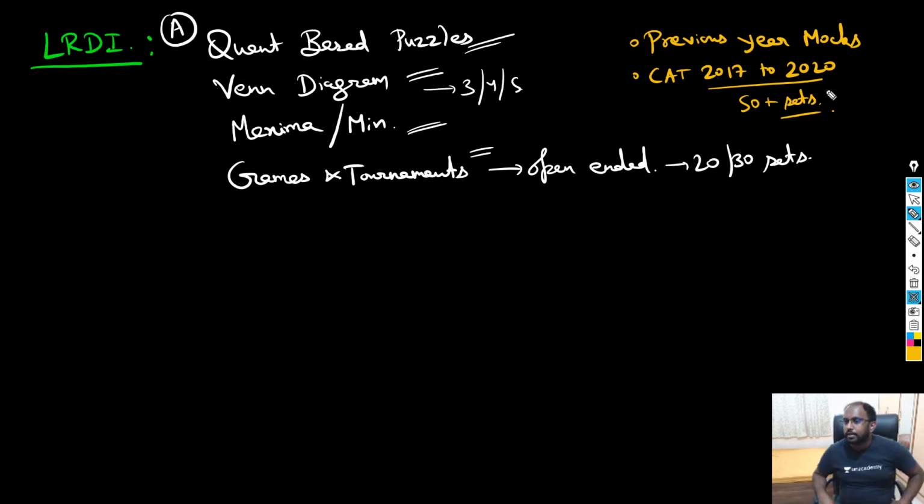Or you can see that the previous 4 years of CAT question papers are available. In fact, in CAT 17 there were 2 slots, with 16 LRDI sets per slot. CAT 18 again had 16 plus 16, 32.